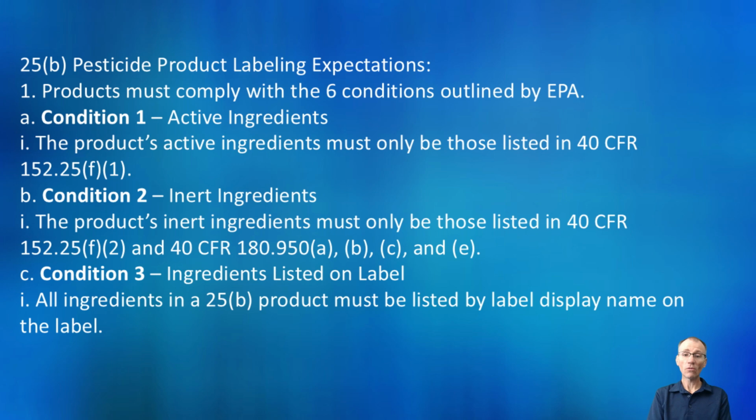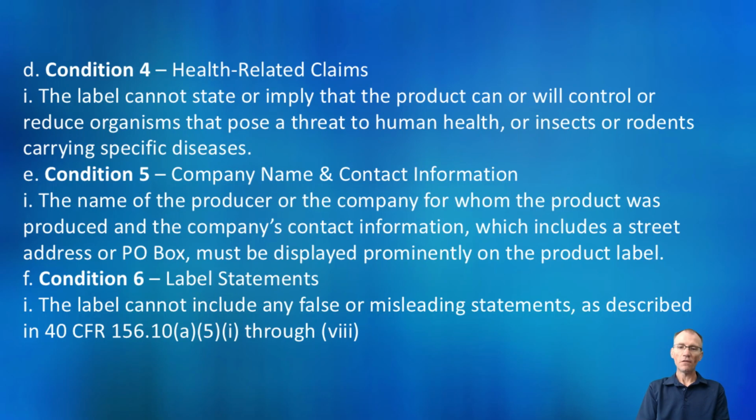C. Condition 3, ingredients listed on the label. All ingredients in a 25B product must be listed by label display name on the label. D. Condition 4, health-related claims. The label cannot state or imply that the product can or will control or reduce organisms that pose a threat to human health or insects or rodents carrying specific diseases.